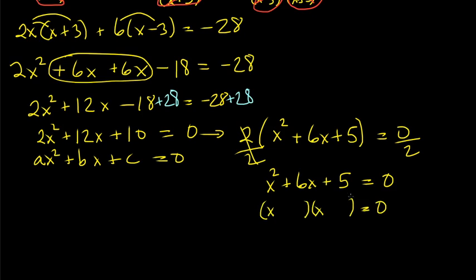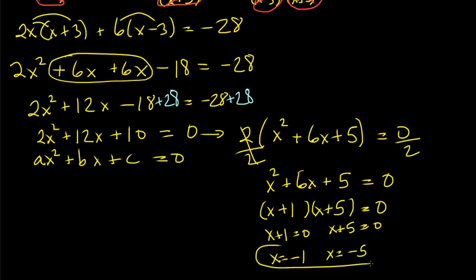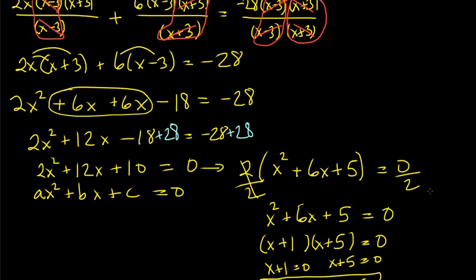So I think I've made it easier now because A is 1, and I know I can factor this. There's only one thing that works here. 5 times 1 is 5, and 5 plus 1 is 6. So there's no choice. It has to be 5 and 1. And when you set them equal to 0, you get x equals -1 and x equals -5. So those have to be the solutions, right? -1 and -5.